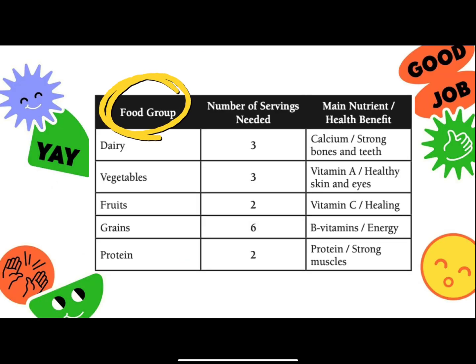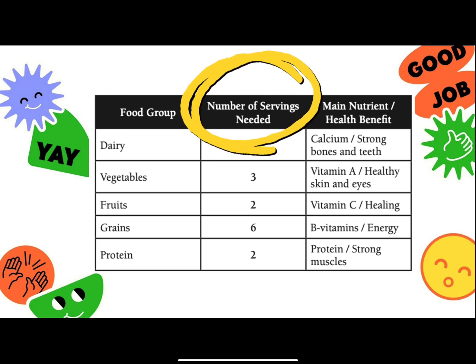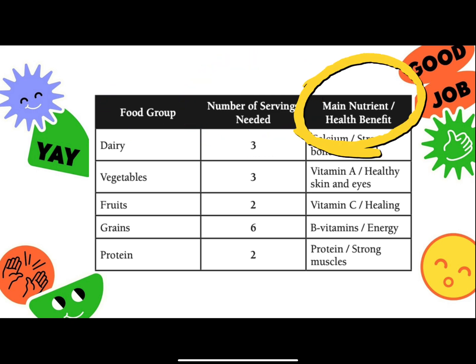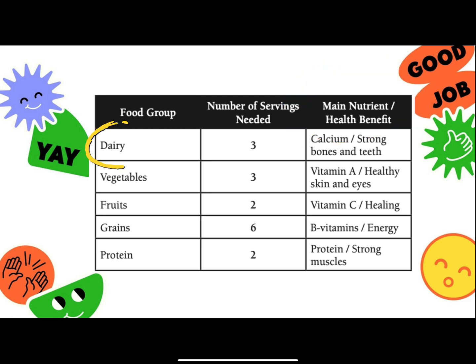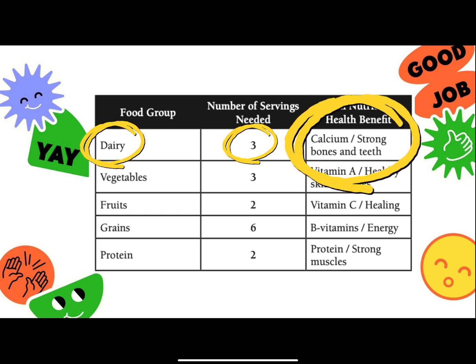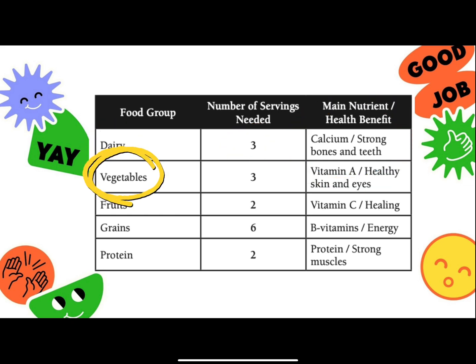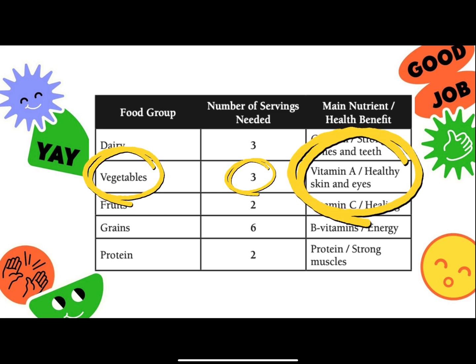Here are the food groups, the number of servings needed, and the main nutrient or health benefit. So dairy, you need 3 servings. It's got calcium, which is good for strong bones and teeth. Vegetables, you need 3 servings. Its main nutrient is vitamin A. It's for healthy skin and healthy eyes.